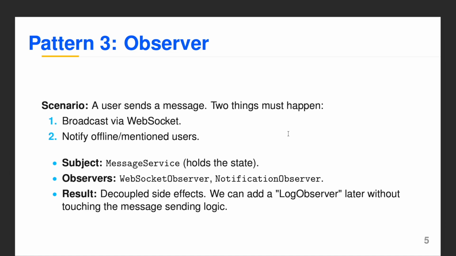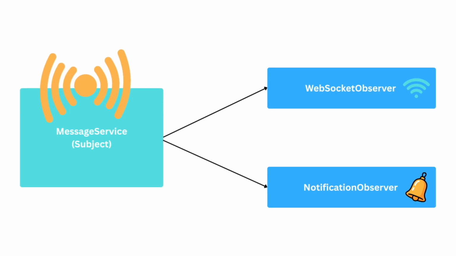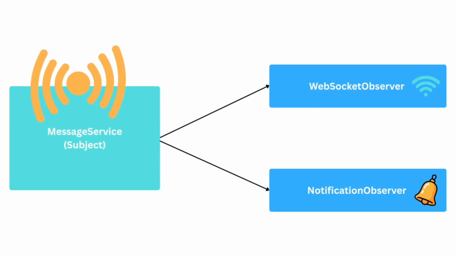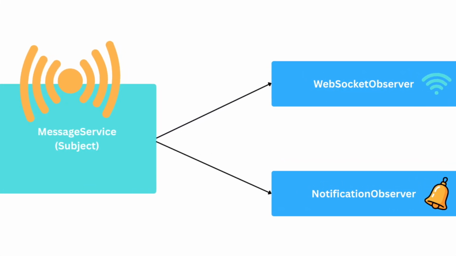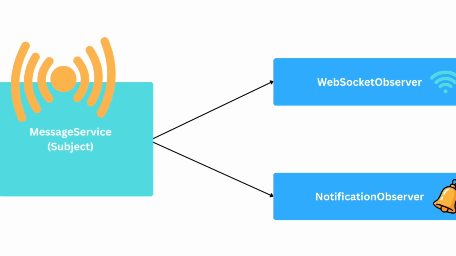Real-time features rely heavily on the observer pattern. When a user sends a message, multiple things happen at once. We broadcast it via WebSockets and we send push notifications. The message service acts as a subject and notifies all the observers automatically.